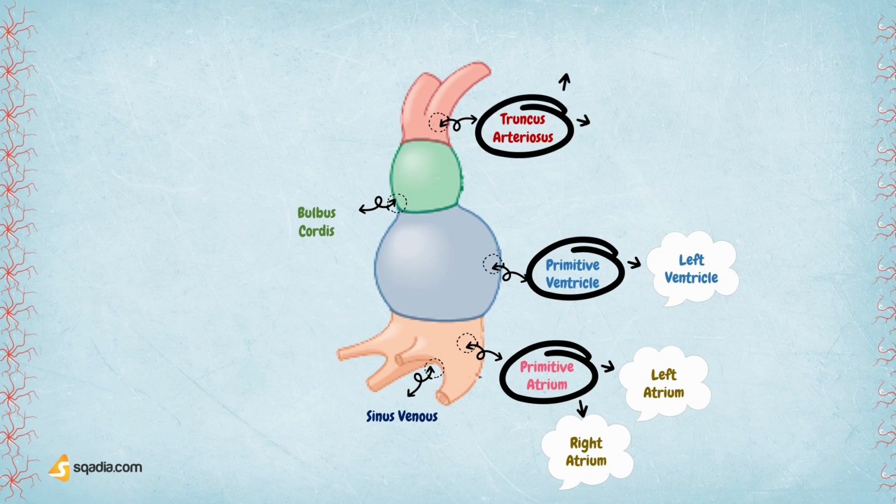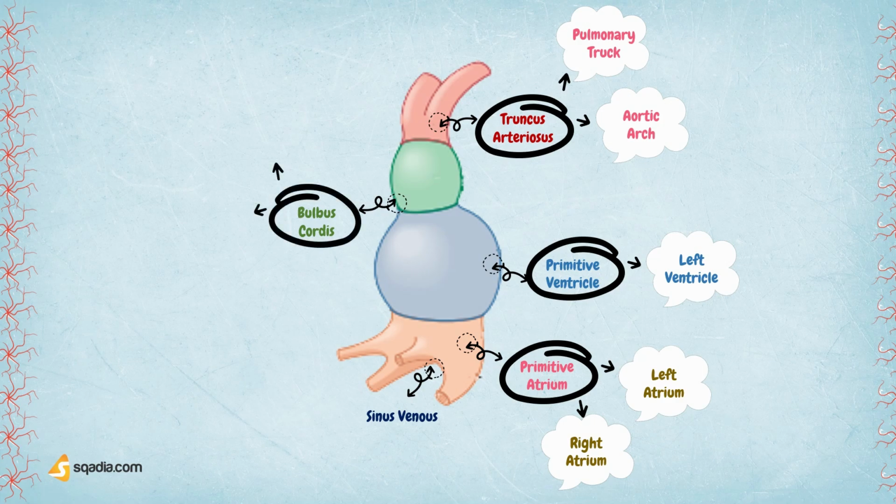The truncus arteriosus becomes the pulmonary trunk and aortic arch. Bulbus cordis will form the right ventricle and outflow tract.